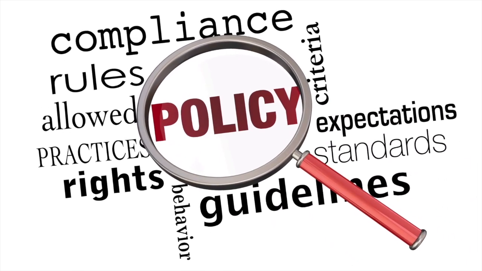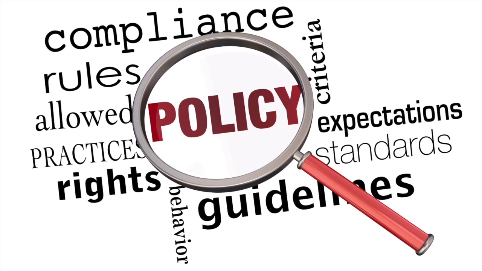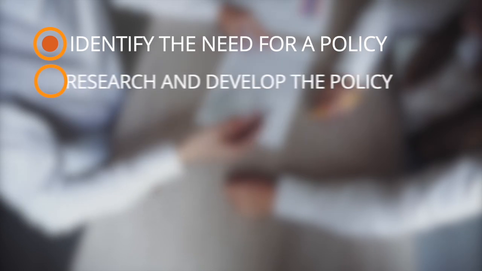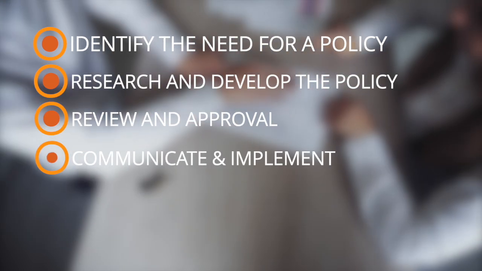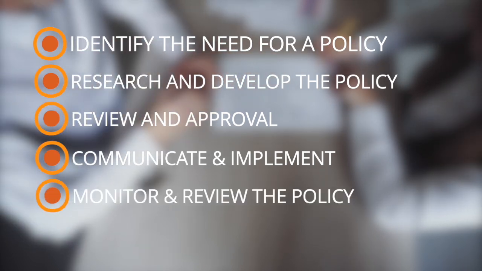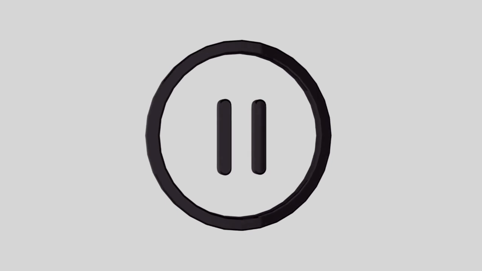There are 5 steps to developing a policy that we describe in your learner guide. They are: identify the need for a policy, research and develop the policy, review and approval, communicate and implement, and finally, monitor and review. Pause the video to review each of these to see what is required for each step.